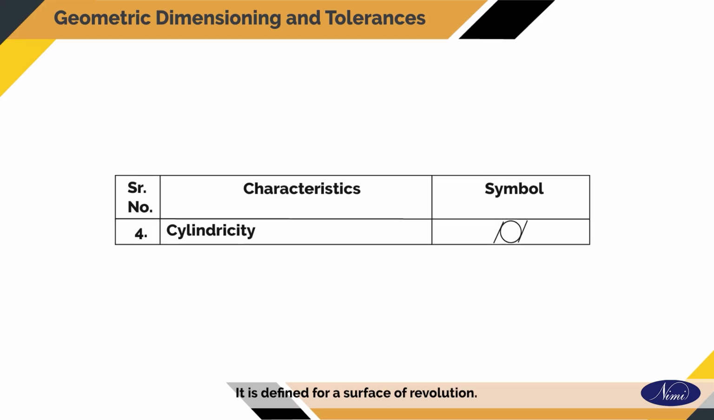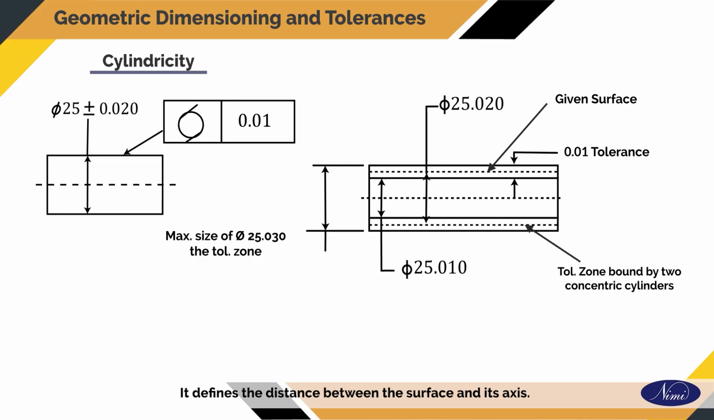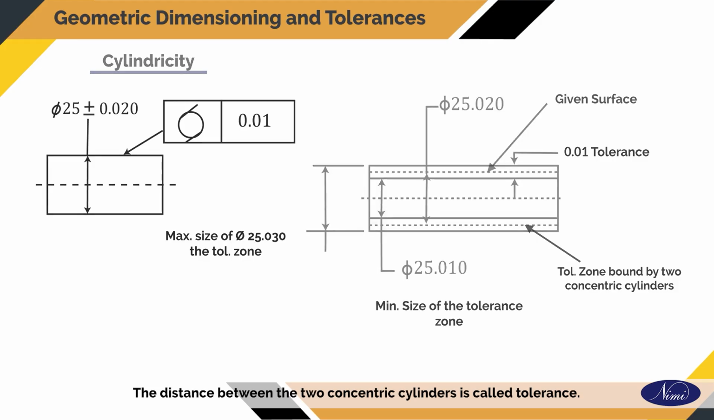Cylindricity. It is defined for a surface of revolution as the distance between the surface and its axis. Ideally, all points on a surface of revolution should be equidistant from the axis for the cross-section to be perfectly cylindrical. The tolerance on cylindricity is defined by two concentric cylinders within which a surface can lie. The distance between the two concentric cylinders is called tolerance.